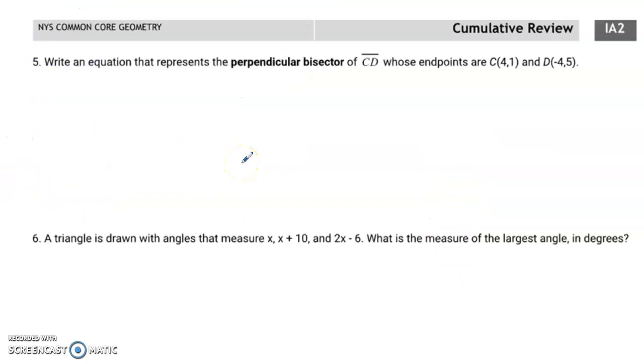Take a look at the second page, starting from question number 5. If you haven't already done so, try these questions, and then see if you got them right.